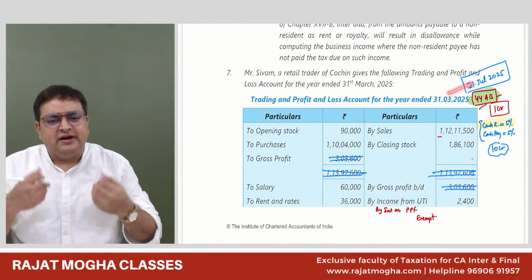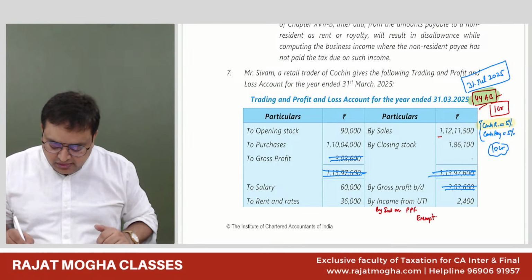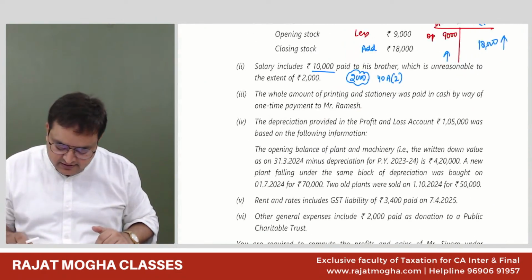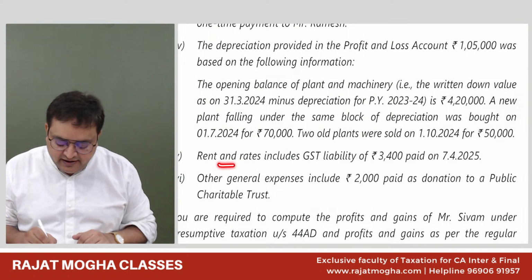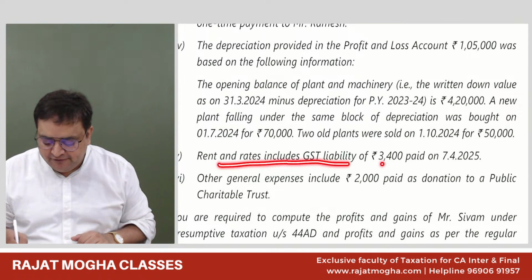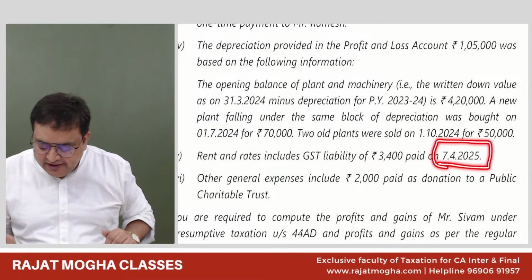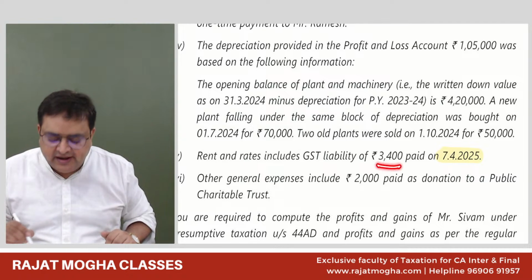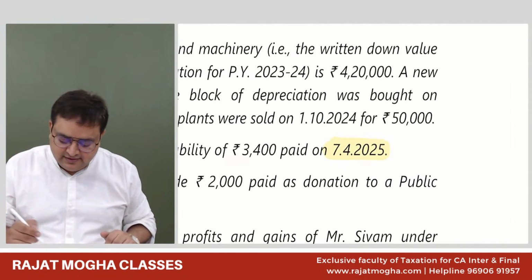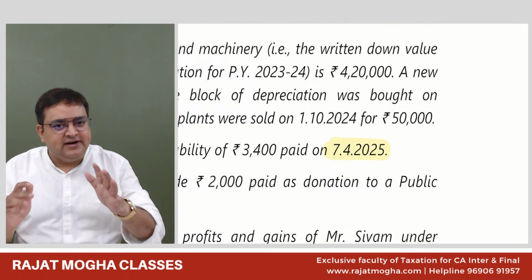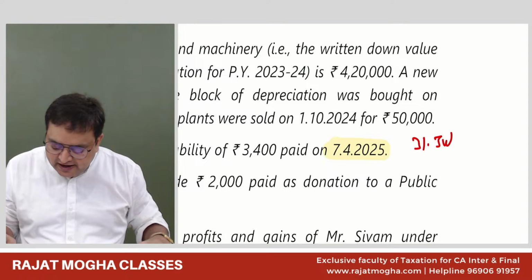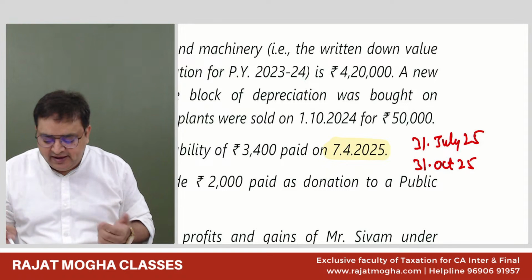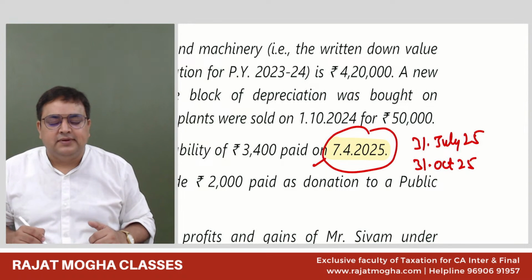So let me take his due date as 31st July also. Now, he has some GST paid. Let us see when he has paid this GST. Rent and rates include GST liability of 3,400 paid on 7/4/25. Guys, will you disallow this 3,400 or will you allow? Allow. Whether his due date is 31st July 25 or 31st October 25 does not matter. Why? He has paid before his due date.